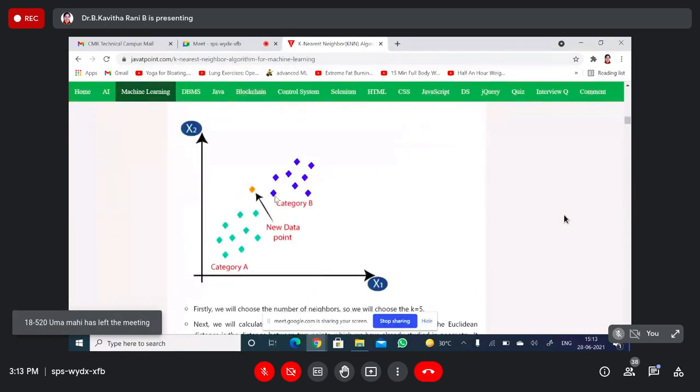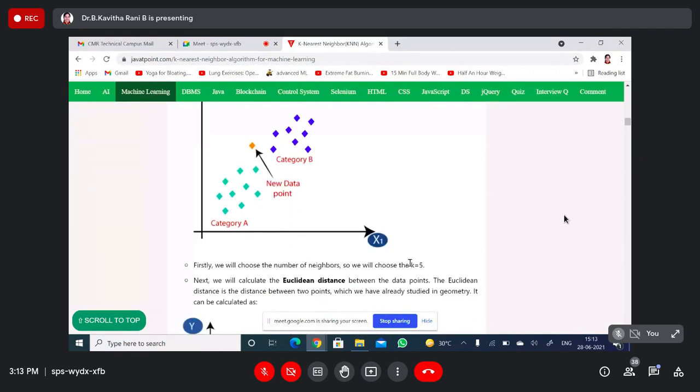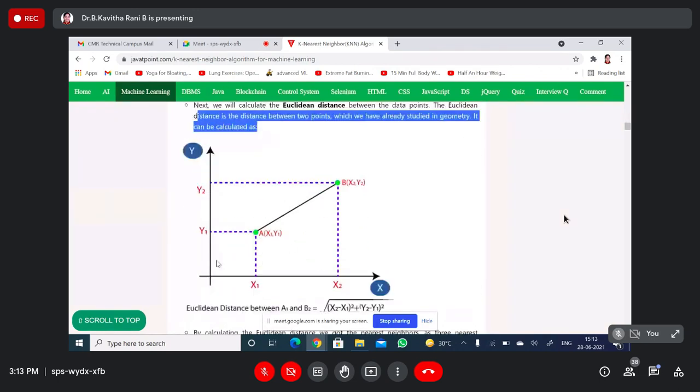Okay, here you can see blue dots are one category, green dots are one category. We have given the data to the system and it is stored and kept as it is. Now we have given k is equal to 5. That is nothing but for the new data, we have to find the similarity with 5 data points. So we have to calculate the Euclidean distance between the data points, and the Euclidean distance is the distance between 2 points. So it will be calculated in this way.